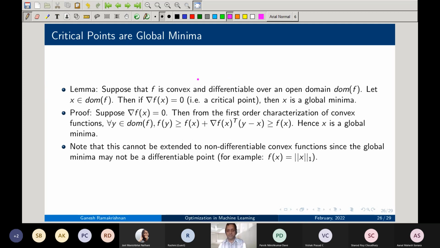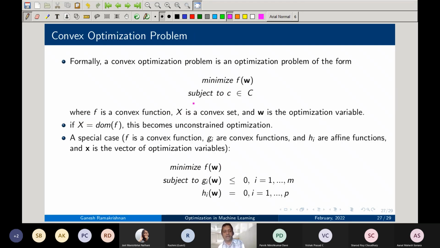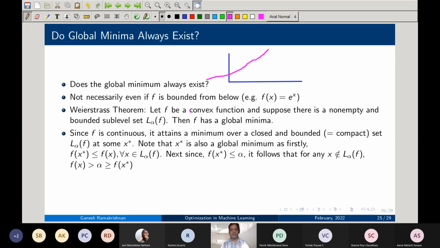Okay. So you can use the first order property of convexity to see this. And thereafter we'll now move on to characterizing optimization problems, constraint optimization problems, and more generally convex optimization problems. Okay, I'm going to stop here. Any questions or comments before we conclude? We have 1 minute left.